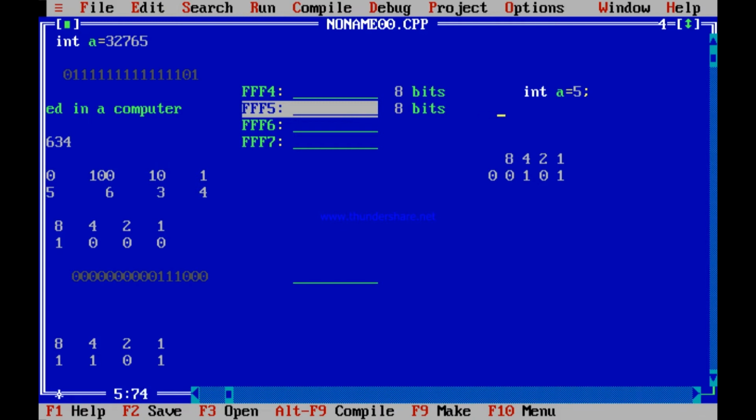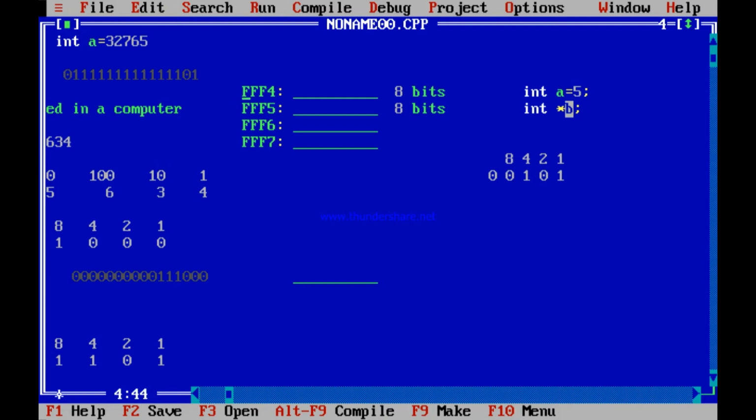Now, what is a pointer? Suppose now I write int star b. Different, not int b, int star b. What does that mean? It means b is a pointer. It is not an integer, it is a pointer to an integer. Pointer to an integer means b cannot contain an integer. B is a pointer. A pointer means b can store an address.